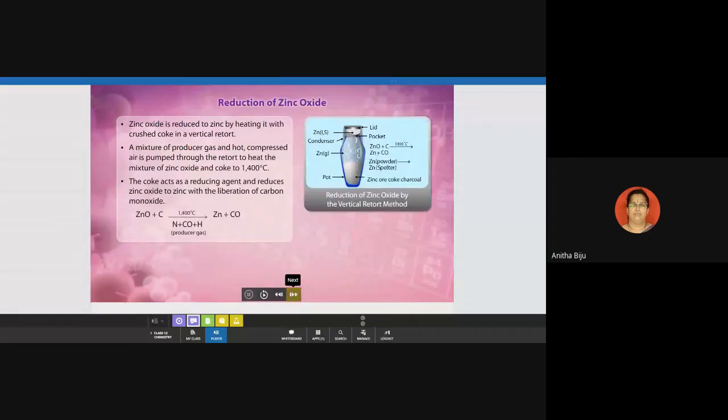And again, nitrogen is mentioned wrongly. It is N2. So producer gas is a mixture of nitrogen and carbon monoxide. You can make the correction also. Add this point into the second point of this slide.